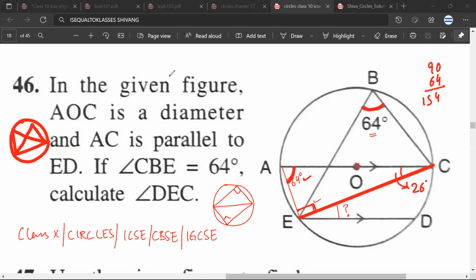So then, because AC and ED are two parallel lines, therefore angle ACE will be equal to CED. So these are two parallel lines. This is a transversal. Therefore, this angle would be equal to this, and therefore this angle would be equal to 26 degree. Do we agree to this? Yes.